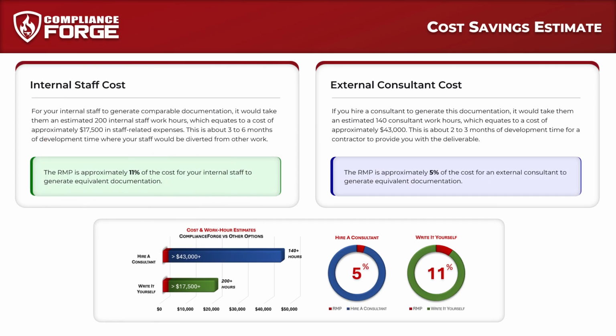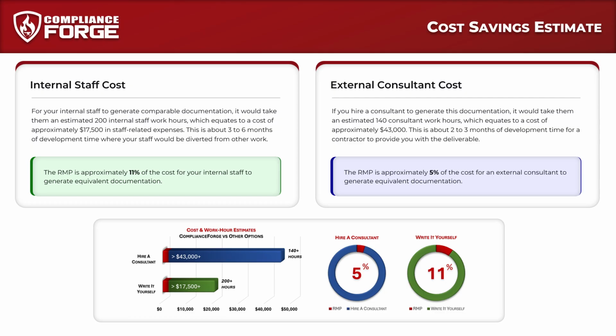Now compare that against the 2 alternatives for obtaining quality cybersecurity documentation. For your internal staff to generate comparable documentation, it would take them an estimated 200 internal staff work hours, which equates to a cost of approximately $17,500 in staff-related expenses. That is about 3 to 6 months of development time, where your staff would be diverted from other work. If you hire a consultant to generate this documentation, it would take them an estimated 140 consultant work hours, which equates to a cost of approximately $43,000. That is about 2 to 3 months of development time for a contractor to provide you with a deliverable.